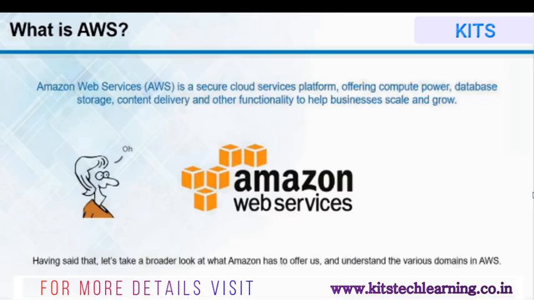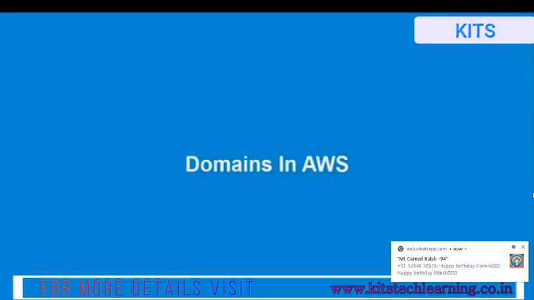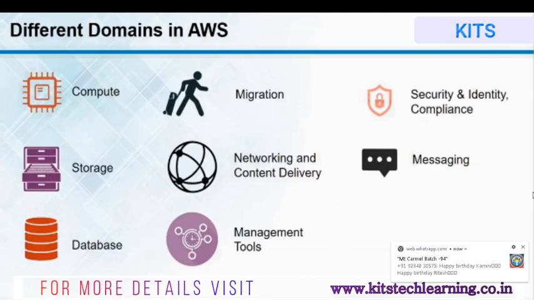So let us now discuss the different domains in AWS. These are all the different domains in which AWS offers its services. First up, we have compute. In compute, there's a service called EC2. EC2 is Elastic Compute Cloud. It's just like a raw server, so you can configure the server to be anything.